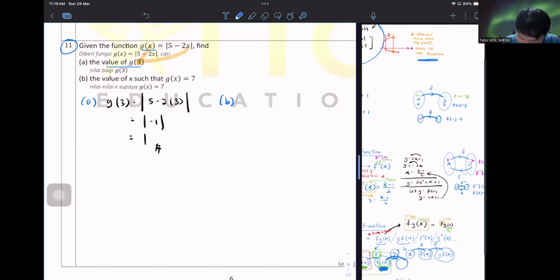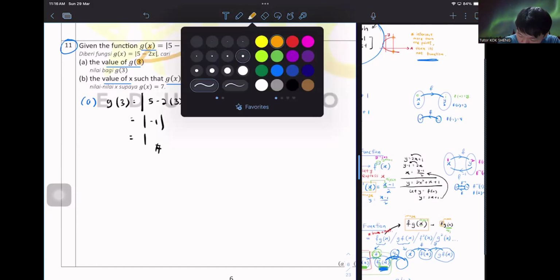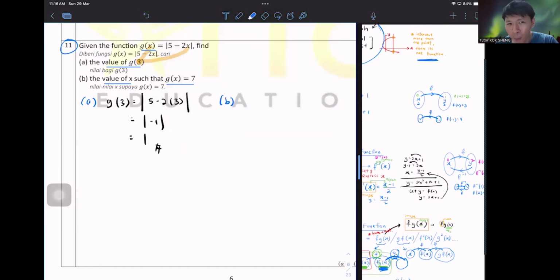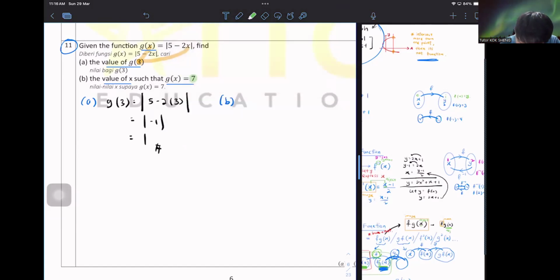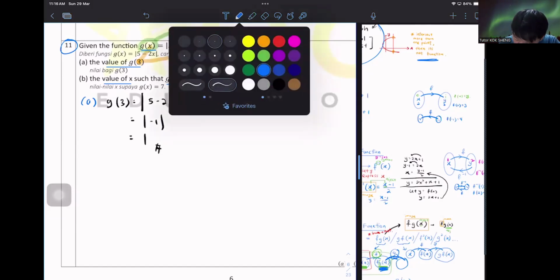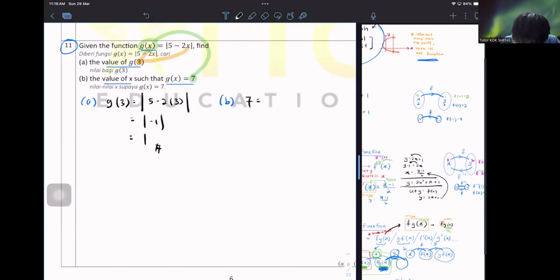Next, B. Find the value of x such that g(x) equals to 7. So this time they give you the image. 7 is the image, okay? But you can just follow the normal math to sub. g(x) equals to 7, right? So just sub the 7 into g(x). So g(x) replaced with 7. 7 equals to modulus 5 minus 2x.